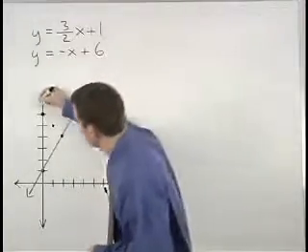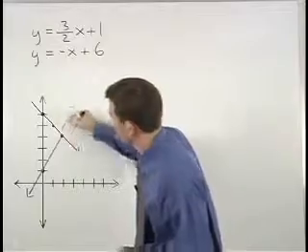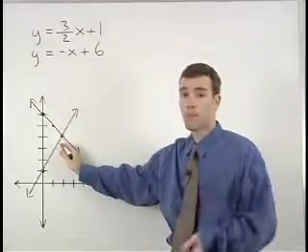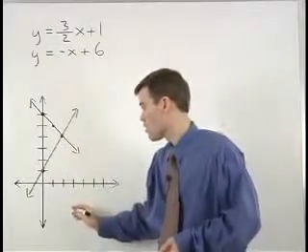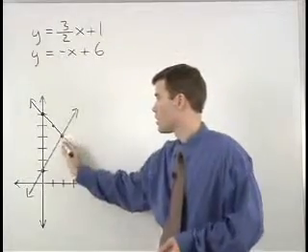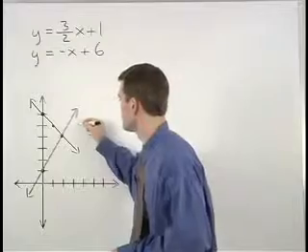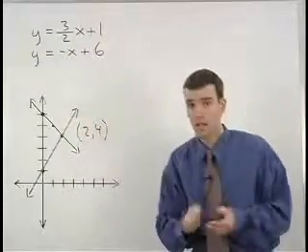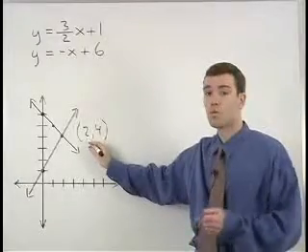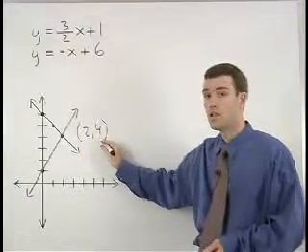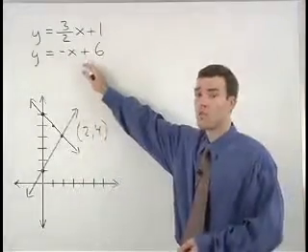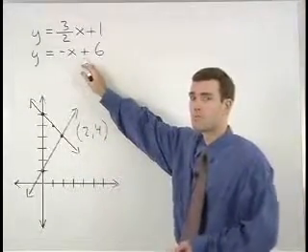So if we graph our second line, you can see that the two lines intersect at this point, which has the coordinates 2, 4. In other words, when x equals 2 and y equals 4, we have the solution for our system of equations.